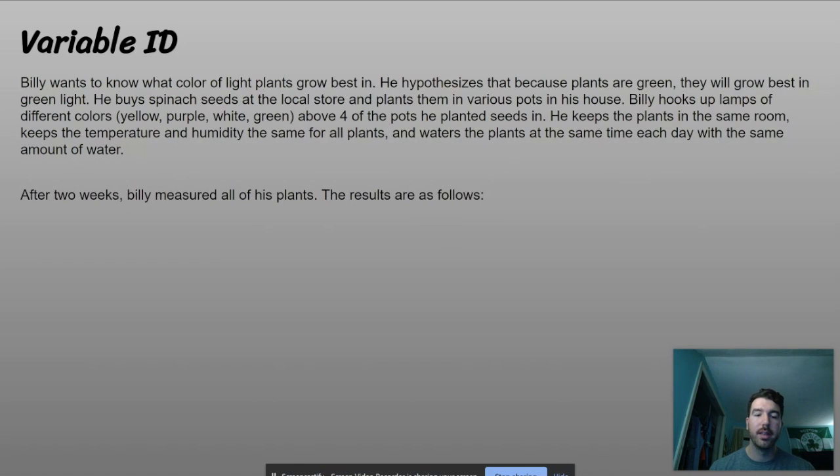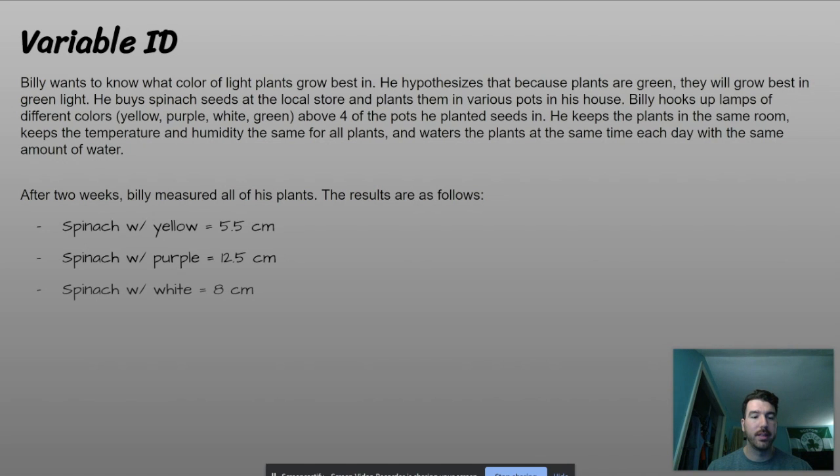After 2 weeks, Billy measured all of his plants, and the results are as follows. The spinach he grew with the yellow light grew a height of 5.5 centimeters. The spinach he grew with purple light grew 12.5 centimeters. The spinach he grew with white light, and remember white light is all of the colors of light combined, grew 8 centimeters. And then the spinach he grew with green light grew 4.5 centimeters.